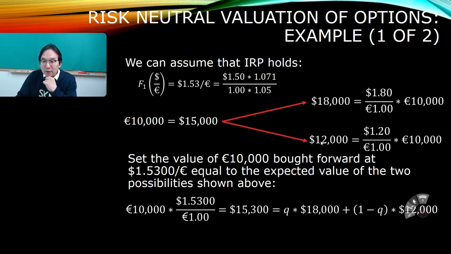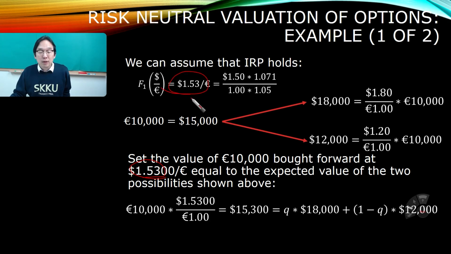It can go up or down 1 year from now, to 18,000 or 12,000 US dollars worth. Set the value of 10,000 euro, but forward at $1.53 per euro, equal to the expected value of the two possibilities shown above, right? Here we are trying to compute the risk neutral probability based on the two states of nature. Let's say this 1.53 futures, the forward rate over here. 1 year from now, we are expecting the spot exchange rate to be 1.53, at this point.